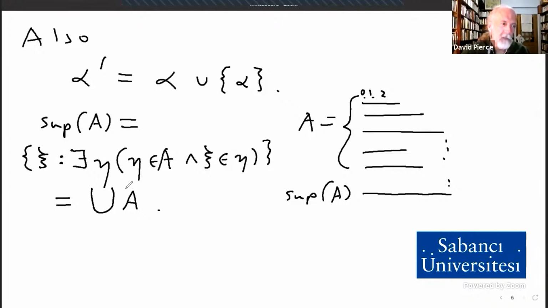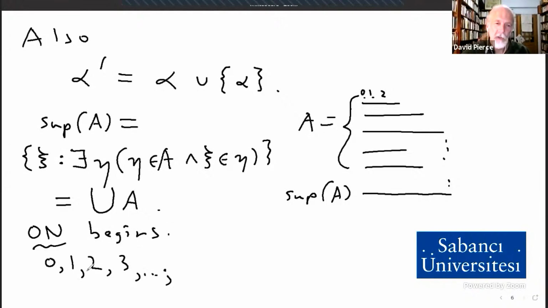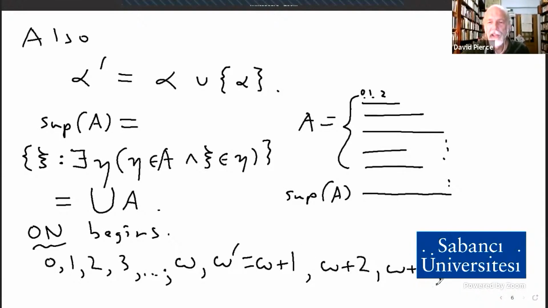Now, ON is this sequence like the natural numbers. There's 0, and then the successors, and then somehow we obtain a new ordinal, called omega. Then there's the next one, omega prime. Let's also call this omega plus 1. Then there's omega plus 2, and then omega plus 3, and so on. And then you can say omega plus omega, and so on.